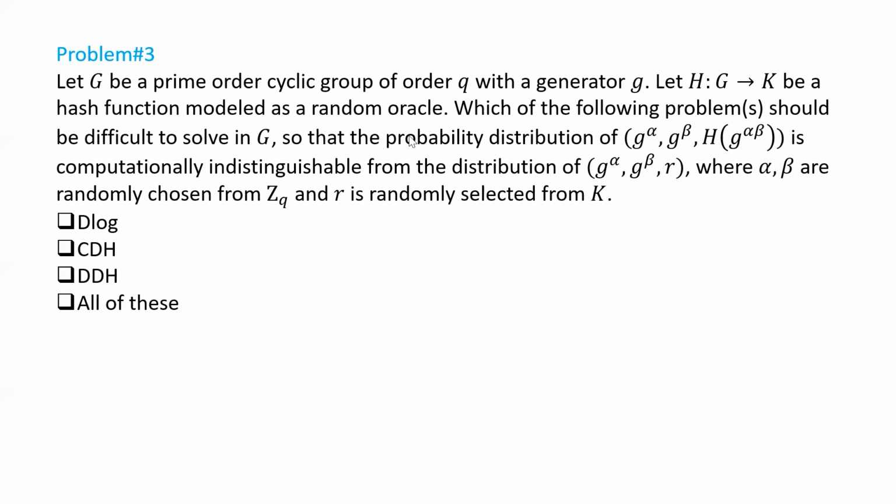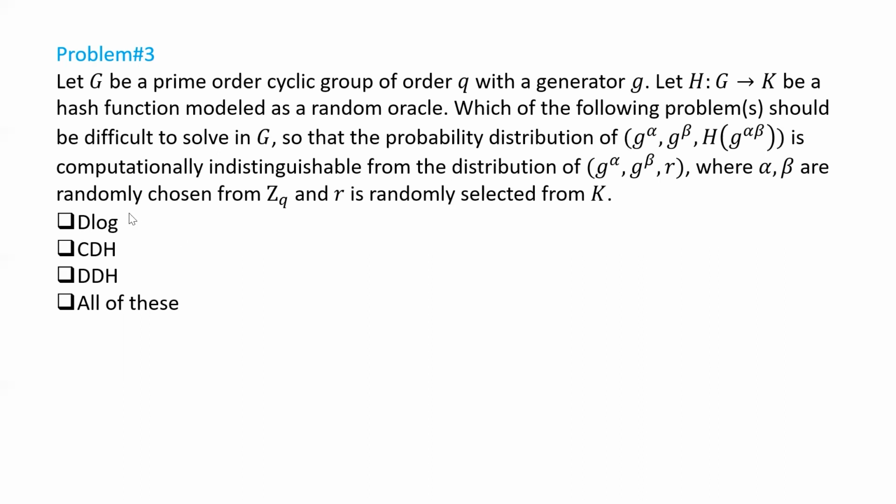Basically, if we want these two distributions to remain indistinguishable from each other, let us think in this way. First thing, suppose the D-log assumption is not true. That is, D-log is easy to solve. Okay, what happens in that case? Does it remain indistinguishable or not?